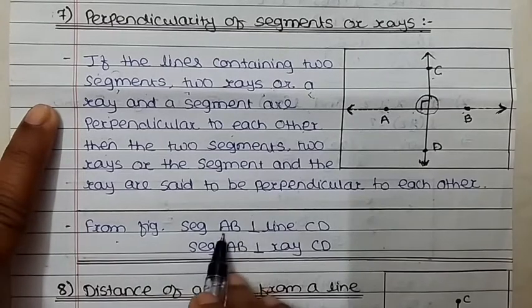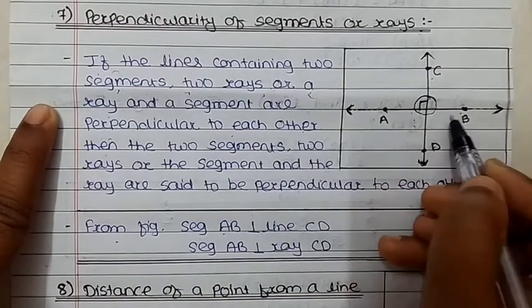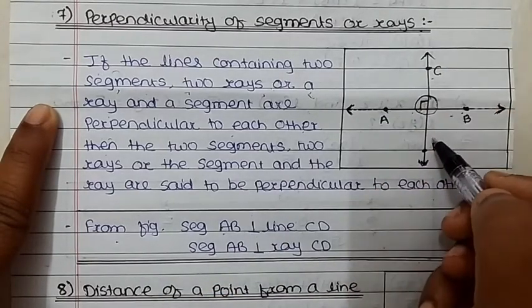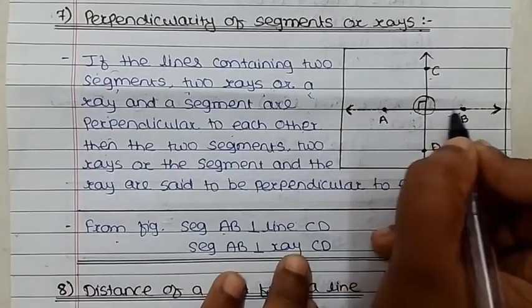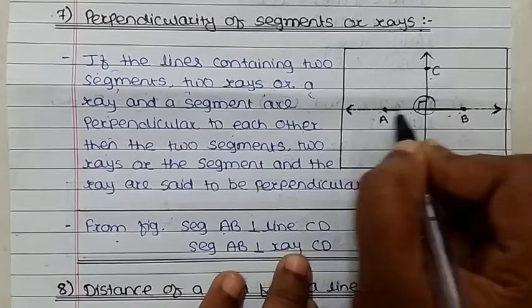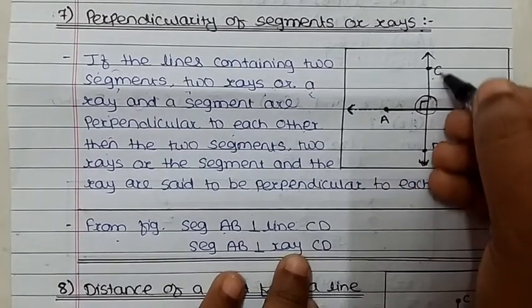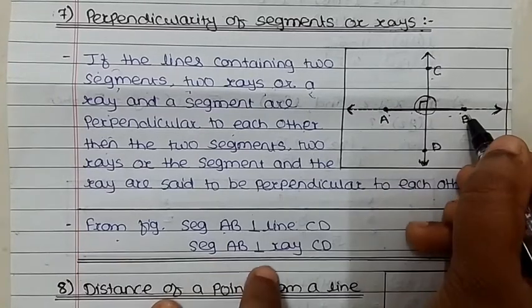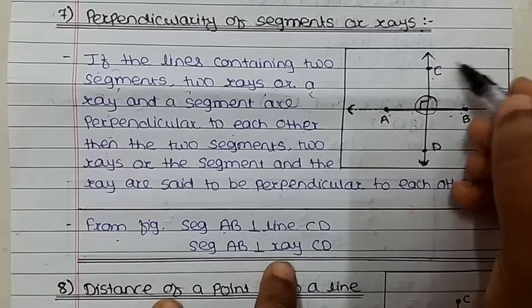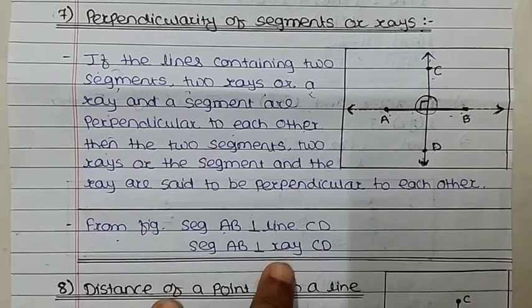In the figure, segment AB is perpendicular to what? Line CD. This segment is perpendicular to which line? Line CD. Or segment AB is perpendicular to which ray? That is CD. Correct? Like this.